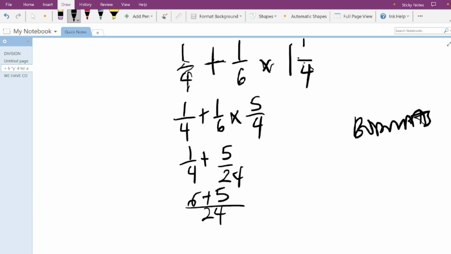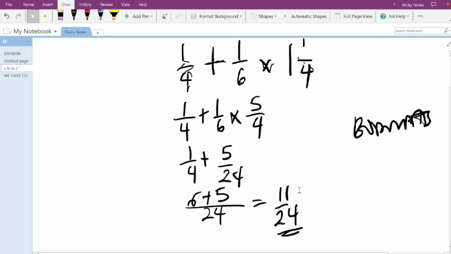1 times 5 is 5. So we have it as 6 plus 5, that's 11 over 24 as our final answer. Since you can't cut down beyond this, this is the lowest term of this fraction.